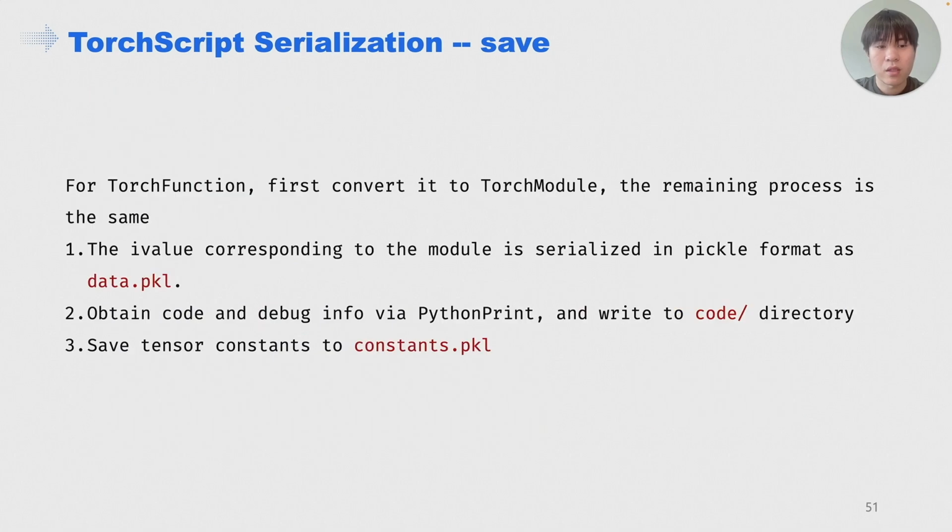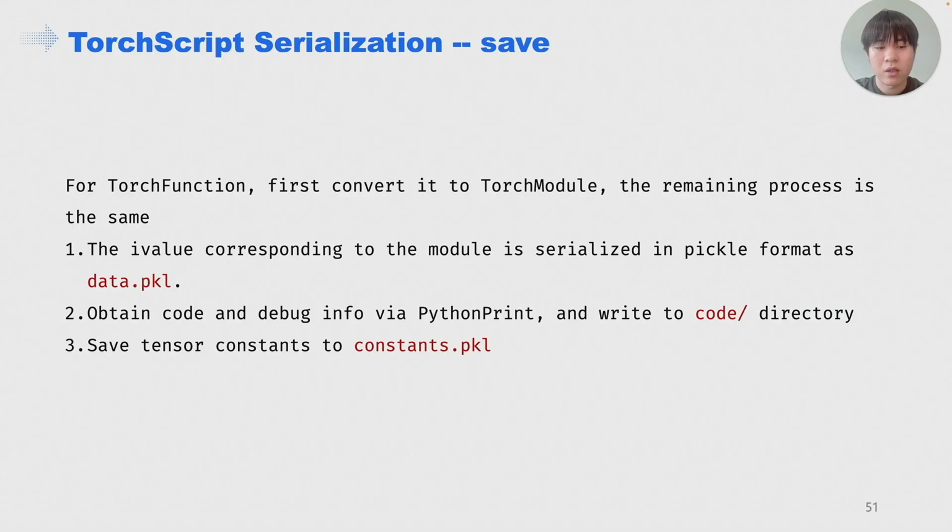To summarize the save process, for torch function, first convert it to torch model. The remaining process is the same. First, the value corresponding to the model is serialized in pickle format as data pickle. Second, obtain code and debug info via Python printer and write to the code directory. Third, save tensor constants to constants pkl. Now the serialization is done.